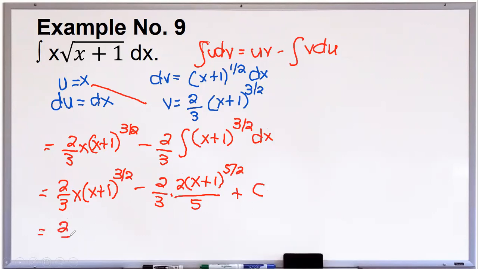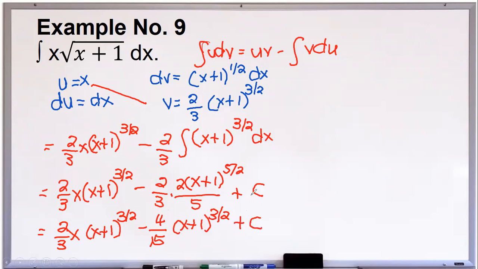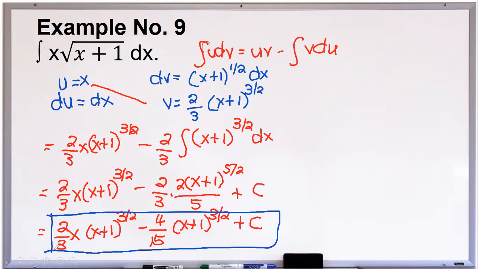Simplify natin. So magiging 2/3 x multiplied by x plus 1 raised to 3 over 2 minus 4 over 15 multiplied by x plus 1 raised to 3 over 2 plus c. Okay? So may questions ba?